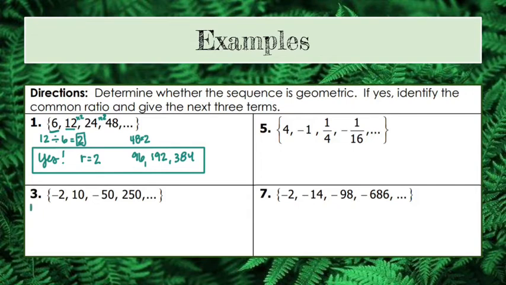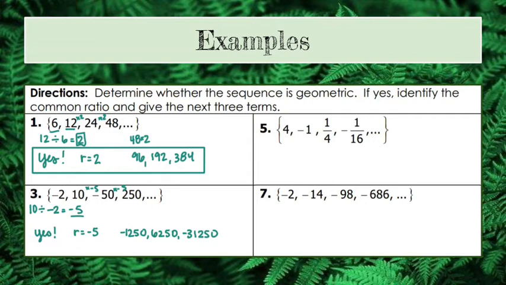So 10 divided by -2 is equal to -5. So if we multiply by -5 each time, does that work? Yes, it does. And then remember, r is equal to this number that we found, and then we just continue multiplying by -5 to find the next answers. So 250 times -5 is -1250. Then it'll be 6250 and -31,250.